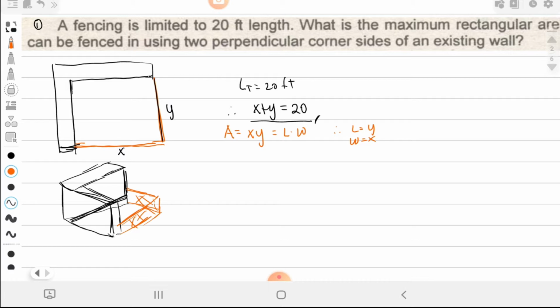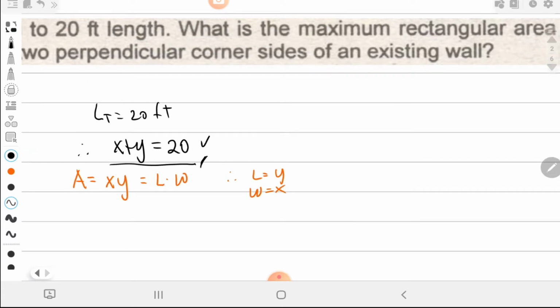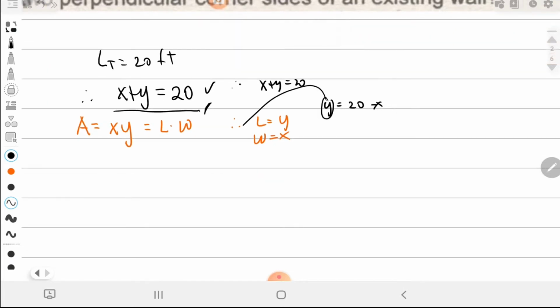Okay? So since from here we have x plus y is equal to 20, I may say that my y in terms of x is 20 minus x. So we substitute this y here. So we will have the value of our area which is equal to x multiplied by 20 minus x. So from here, we would maximize the value of our area by getting the derivative of dA with respect to x.